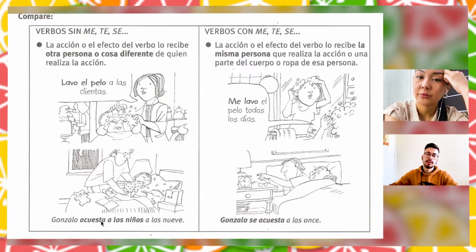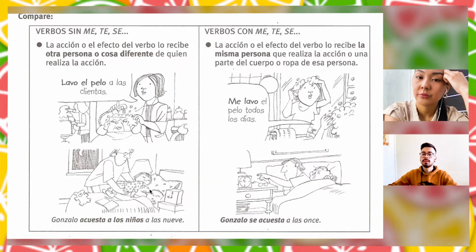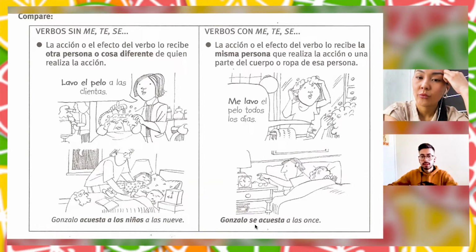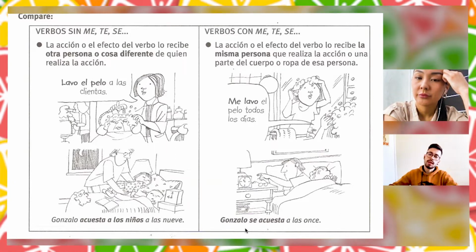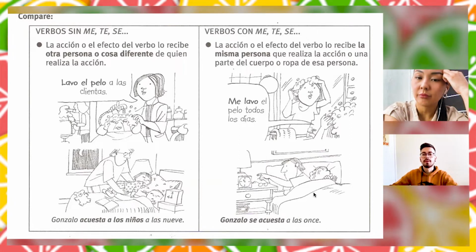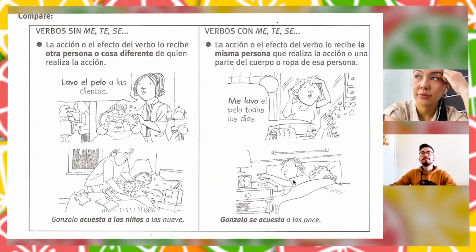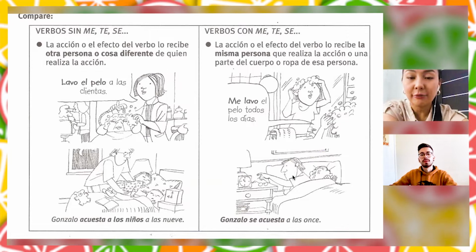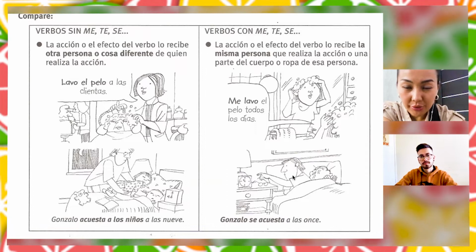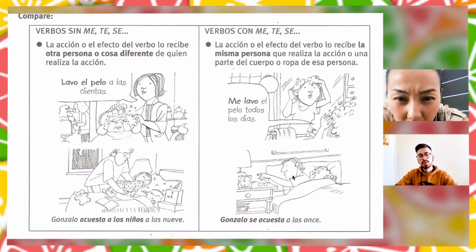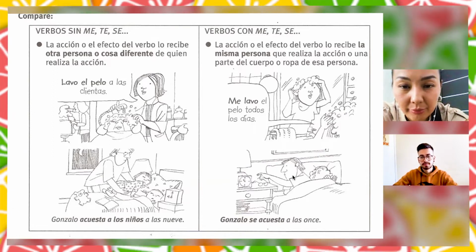Thank you. Yes. Let's see another one, right? Acostar, like to put to sleep. Gonzalo acuesta a los niños a las 9. So he puts them to sleep at 9. And on the other hand, Gonzalo se acuesta a las 11. So he goes to sleep at 11. I see. Very clear. And if we make a literal translation, it sounds like, Gonzalo himself sleep at 10.